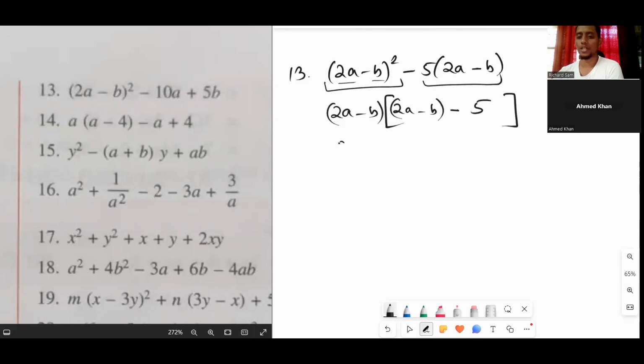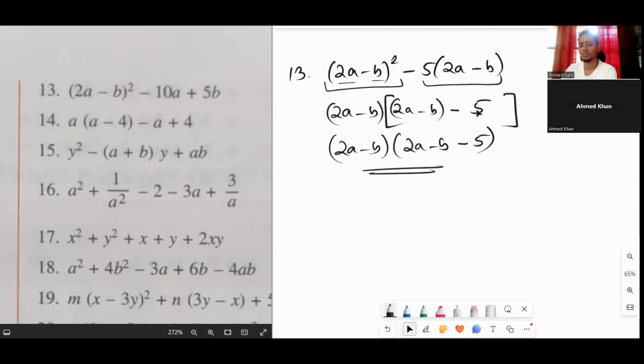Now we take out the outside brackets. So 2a minus b into 2a minus b minus 5. Which whole square? So we took it out common. One of them we took it out. Out of the two, we took out one common. So when we multiply these two, it will become whole square.